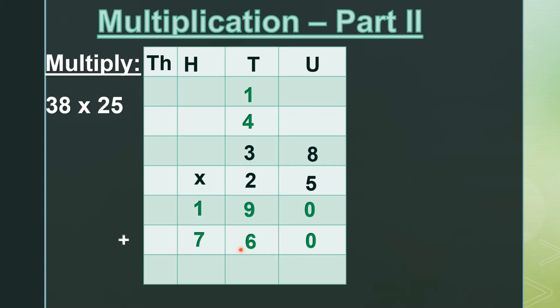0 plus 0 we get 0. 9 plus 6 we get 15. 5 we write, 1 is carry forwarded. 1 plus 1 we get 2. 2 plus 7 we get 9. 38 multiplied by 25 we get 950.